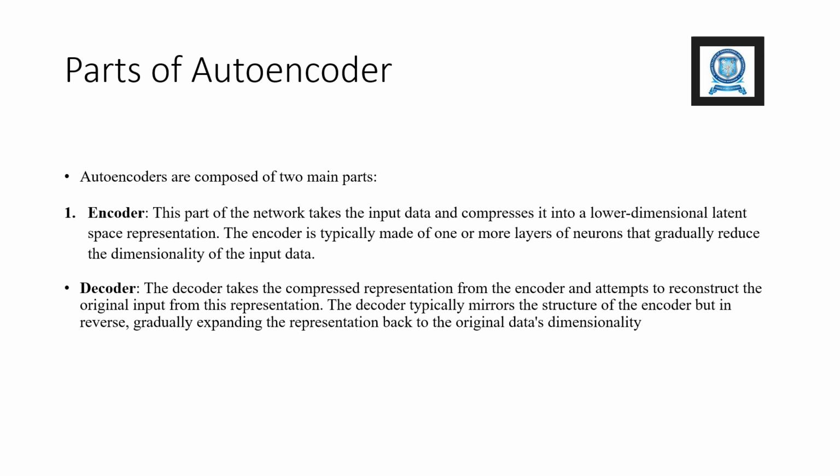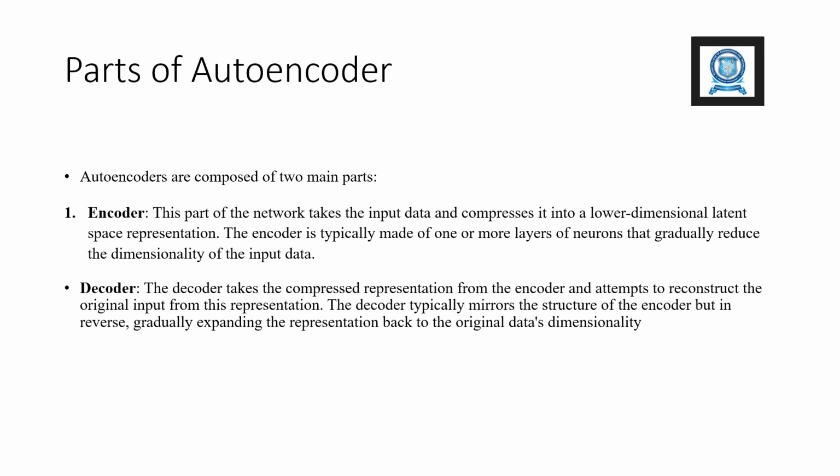Parts of autoencoder. Autoencoders are composed of two main parts. Encoder. This part of the network takes the input data and compresses it into a lower dimensional latent space representation. The encoder is typically made of one or more layers of neurons that gradually reduce the dimensionality of the input data. Decoder. The decoder takes the compressed representation from the encoder and attempts to reconstruct the original input from this representation. The decoder typically mirrors the structure of the encoder but in reverse, gradually expanding the representation back to the original data's dimensionality.